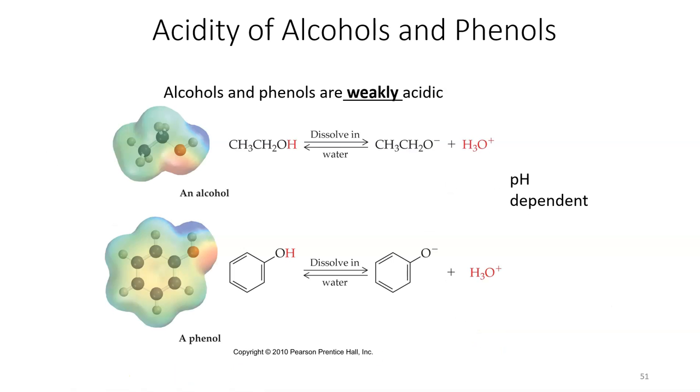We'll be talking about acids and bases in the next set of lectures next week, but here we're looking at alcohols and phenols being slightly acidic, and that means that they can donate protons in water. So we can donate a proton and create the protonated form of water, which is going to change the pH of the water because we're going to increase the proton concentration. And phenols are a little bit more acidic than alcohols.